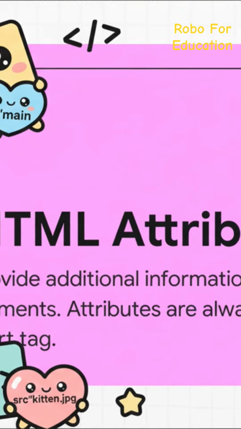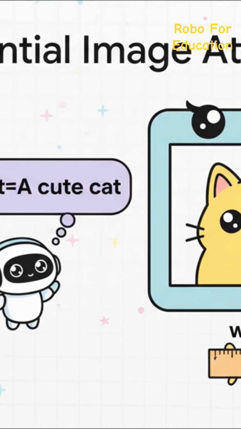Okay, next up, attributes. These are little bits of extra information you add to an element's opening tag. They give the browser more instructions. For example, it's not enough to just say, I want an image here. You have to tell the browser which image, right? That's where attributes come in. This is the perfect example.